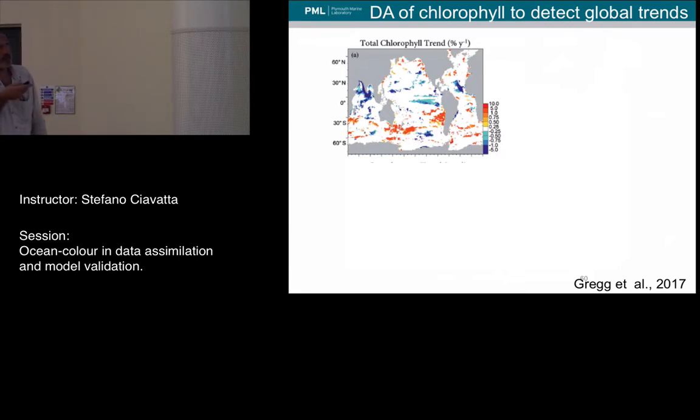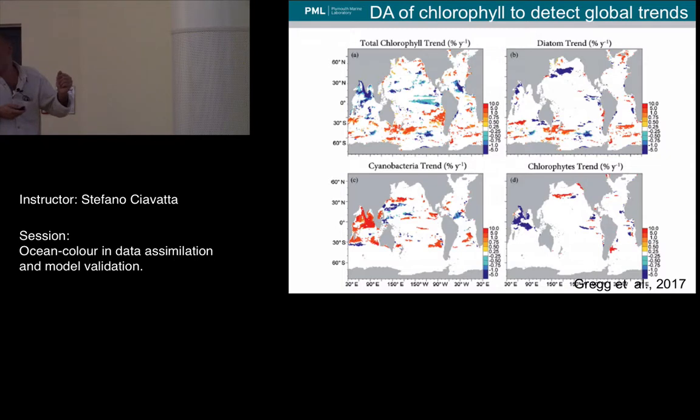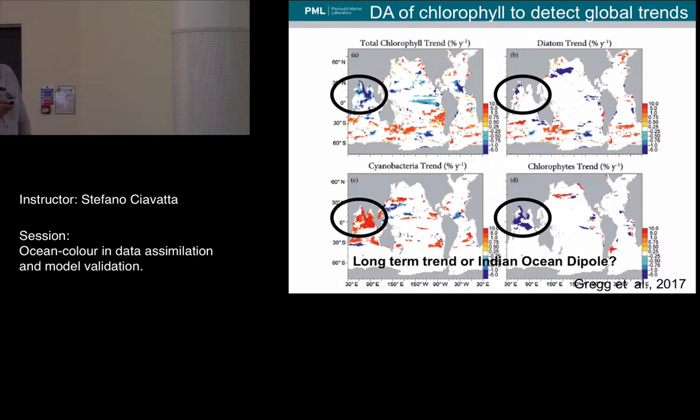So what we can say, and then this model is an ecosystem model, total chlorophyll is computed as a sum of four phytoplankton groups, which include diatoms, cyanobacteria, and chlorophytes. So they computed also the global trends of these three functional groups. And with those, they explain which trend they observed for total chlorophyll. For example, total chlorophyll had statistically significant decreases in the Indian Ocean. And these match a decrease in the diatoms and in the chlorophytes, which was compensated by a statistically significant increase of cyanobacteria.